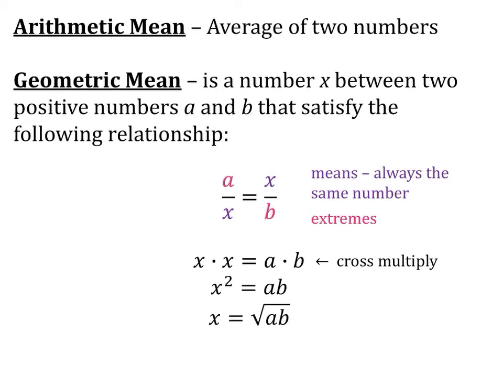So your cross product is x squared equals a times b, and then to solve for x, you've got to square root both sides, which is how we end up with x by itself equal to the square root of the product of a and b.